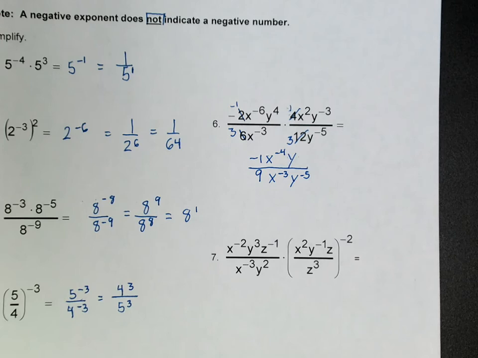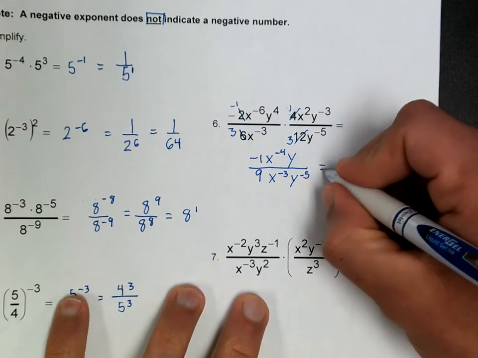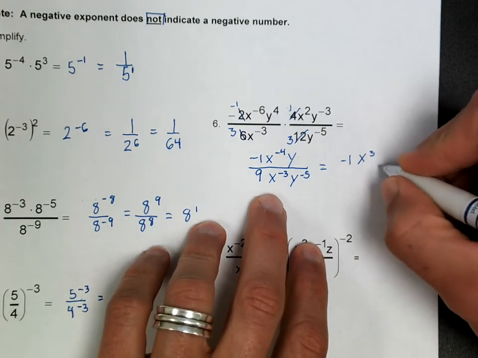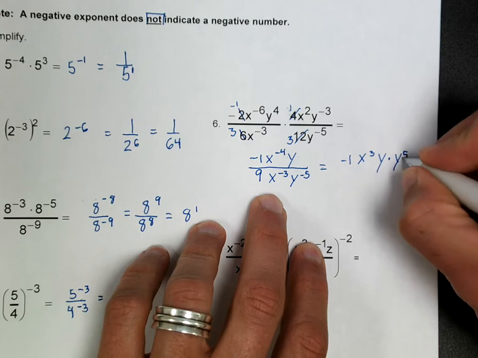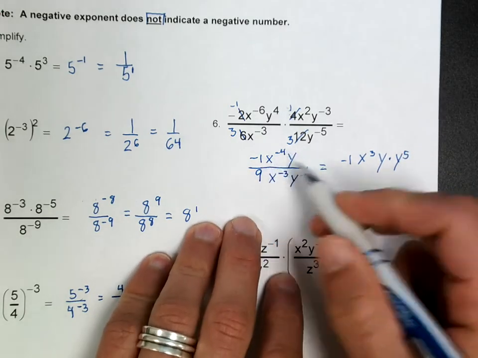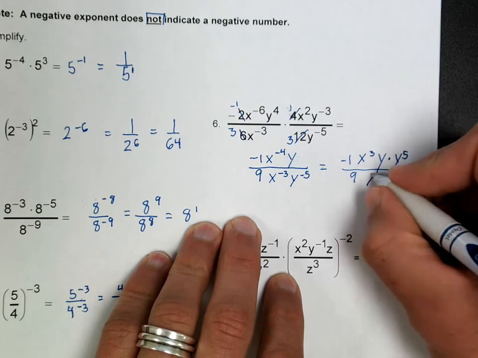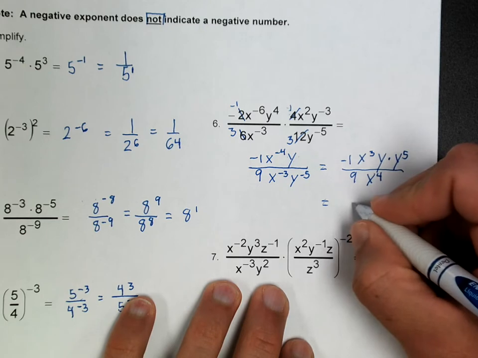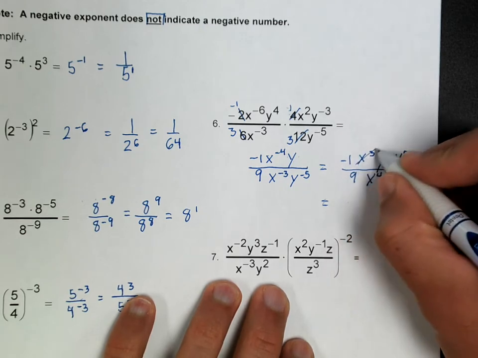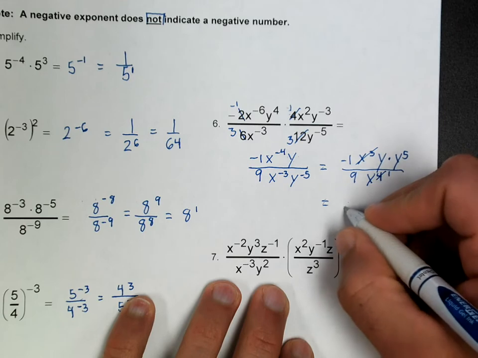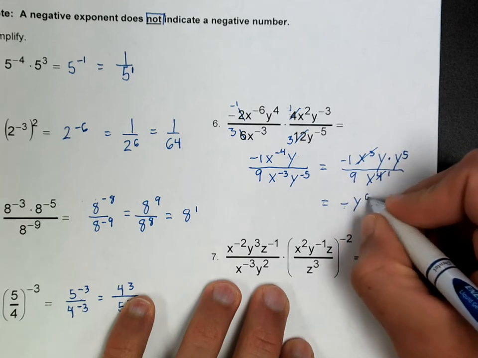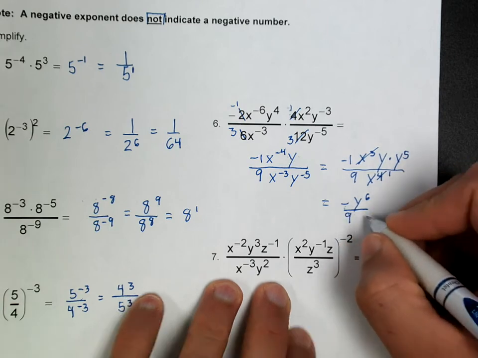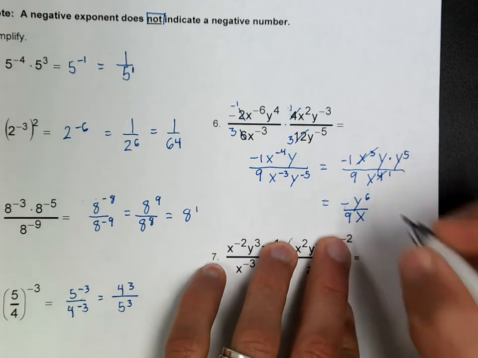Alright. I'm going to get rid of those negative exponents. So I have a negative 1, x to the 3rd, y times y to the 5th. Alright, notice that I brought those two up, and I'm going to bring this one down over 9x to the 4th. So all of these will give me one here. So I have negative y to the 6th over 9, 9x. Okay.